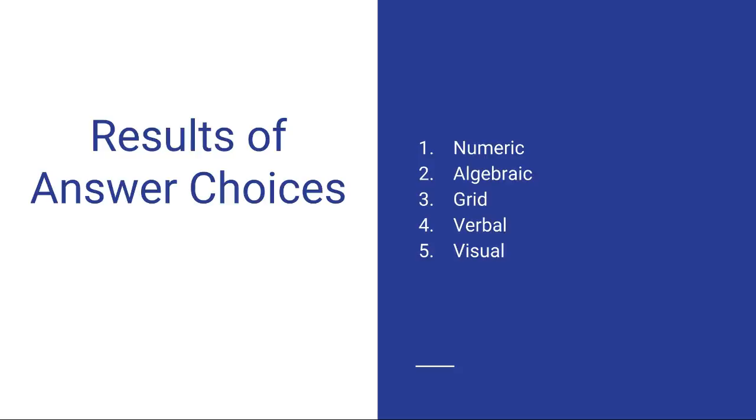So what do you think the results of these answer choices are? What did we have more of? What do you think? Numeric, we had 23 items, which was 46% of the test. Algebraic, we had 6 items, which was 12% of the test. Griddable, there were 3 items, which is 6% of the test. Verbal, we had 5 items, which is 10% of the test. And visual, we had 13 items, which is 26% of the test.